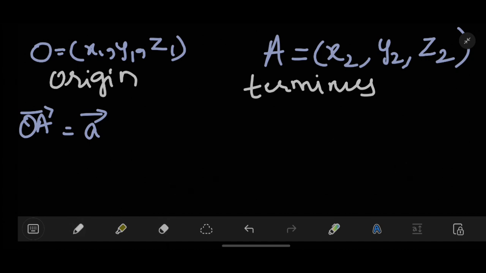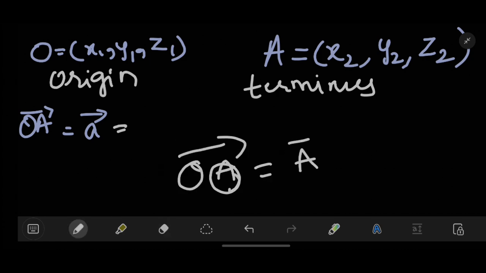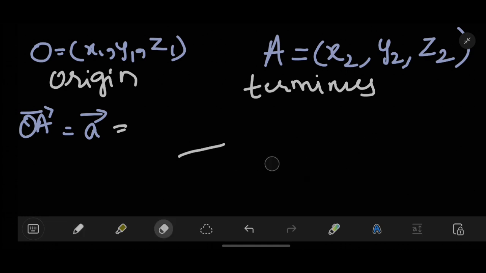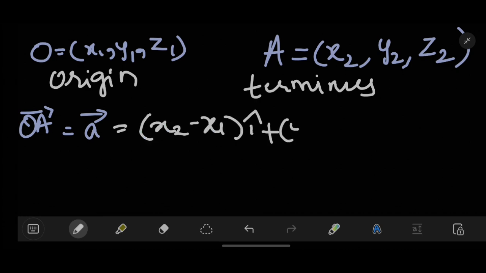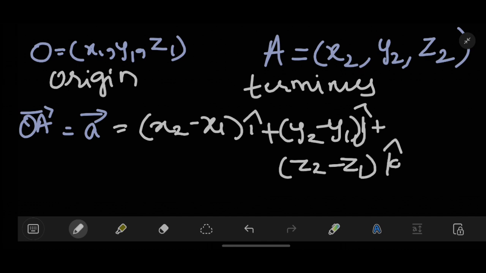Now coming back. If I have to find the OA vector, how do I write this? Simply remember, you are supposed to subtract: A vector minus O vector. Some people do O minus A, but it is wrong. What you have to do is A minus O. If you want to write OA vector, first write A, then subtract O from it. Don't forget this, very important. So you will write it as x2 minus x1 i cap plus y2 minus y1 j cap plus z2 minus z1 k cap.